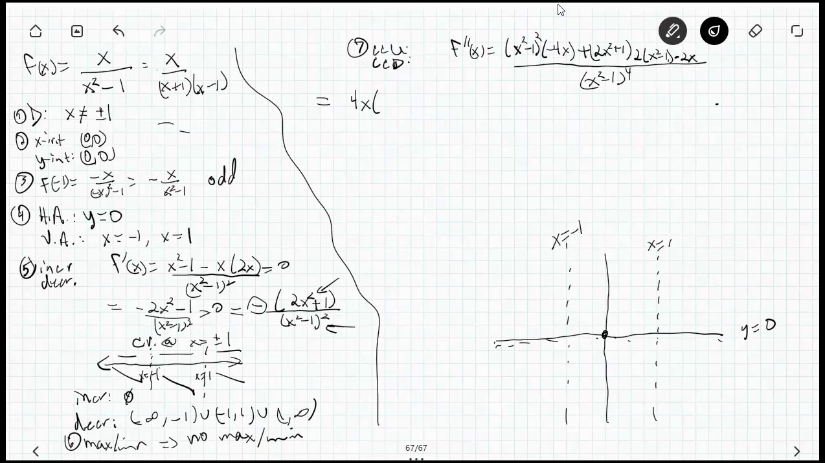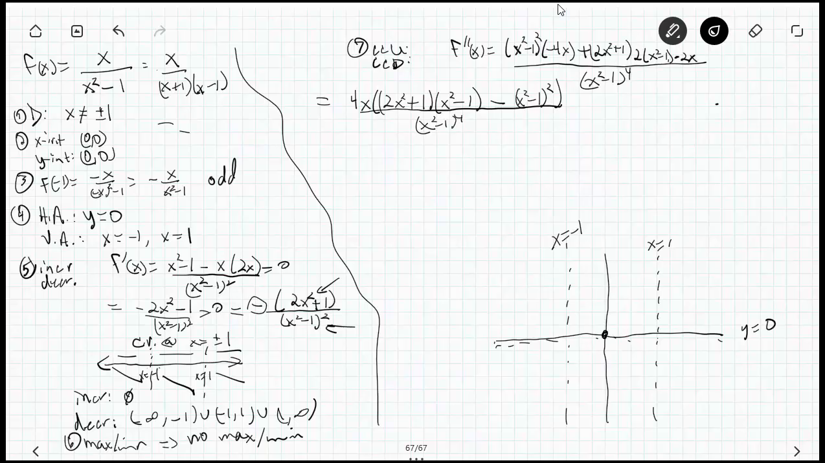If I pull the positive 4x out, I will have 2x squared plus 1 times x squared minus 1, minus, because of this negative right here, x squared minus 1 squared. Okay? 4x, I should probably put another parenthesis there just to make sure. This whole thing is over x squared minus 1 to the fourth.